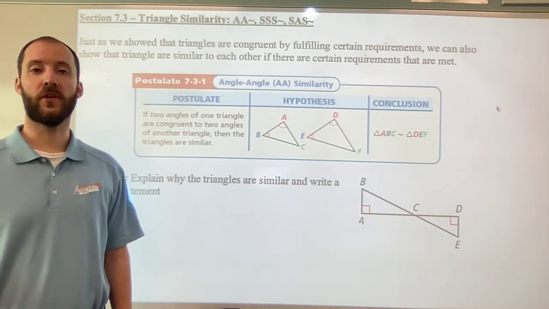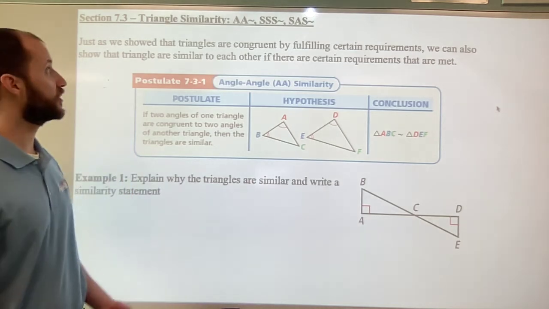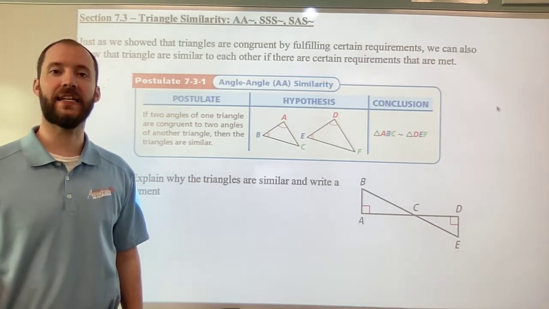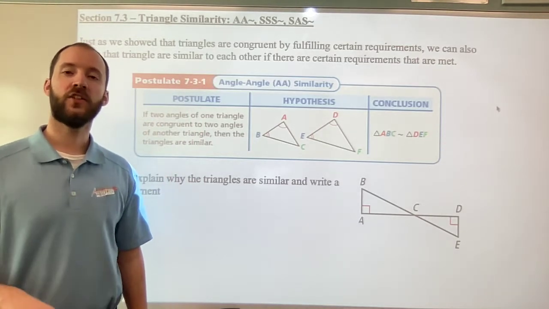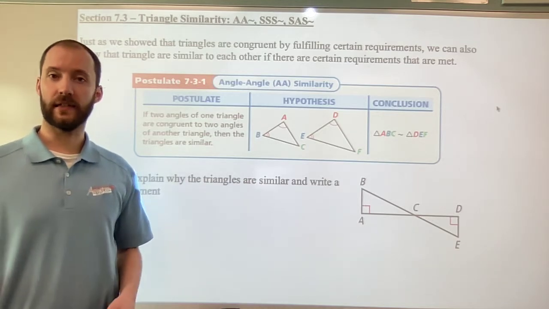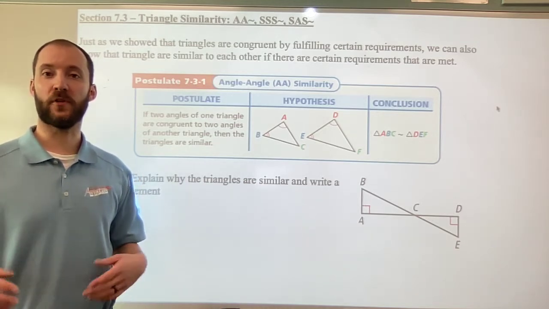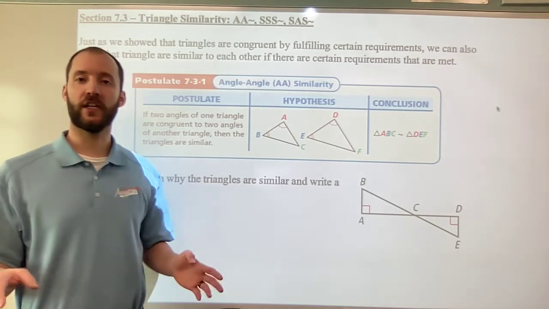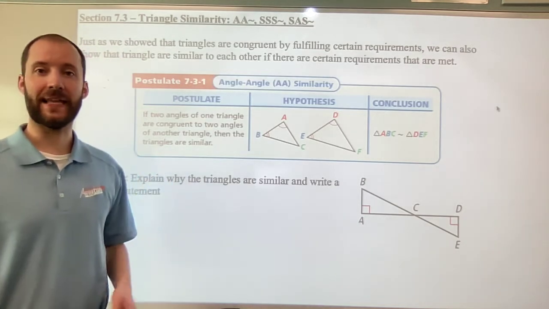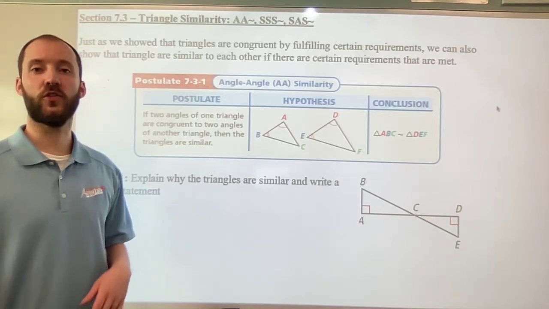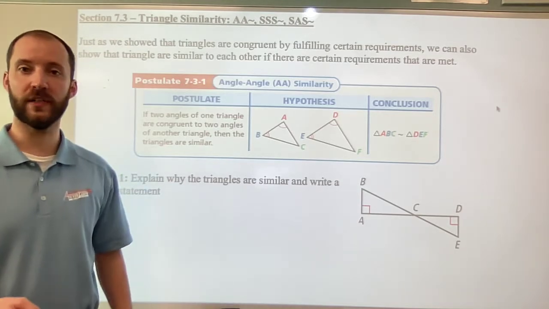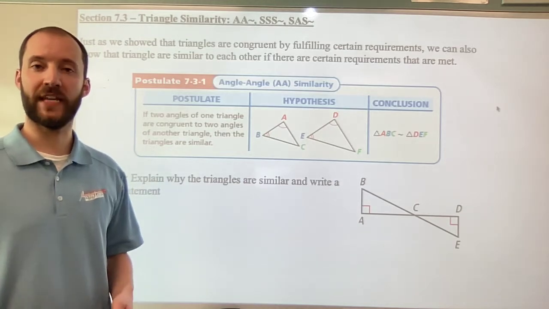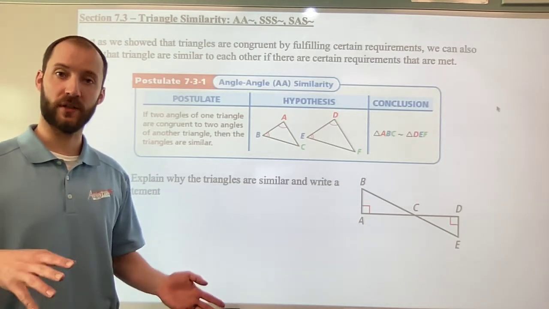Section 7.3, triangle similarity: angle similarity, side-side-side, and side-angle-side. This is a little like what we did in chapter 4 with triangle congruency, showing certain requirements that have to be met in order to say two shapes are congruent. Now we're looking at certain requirements to say two shapes are similar.